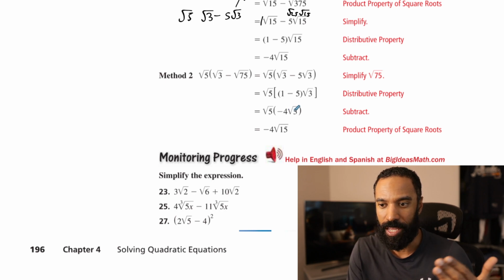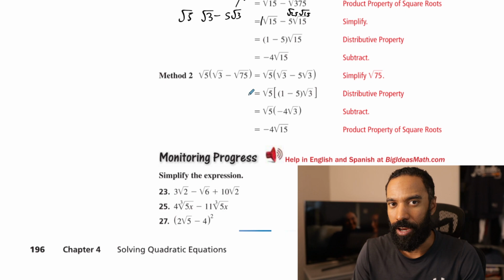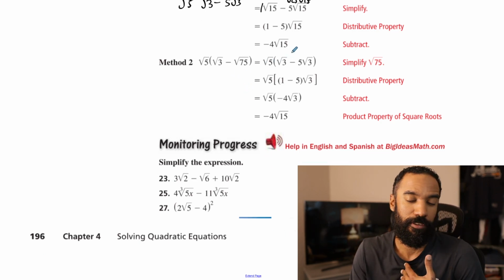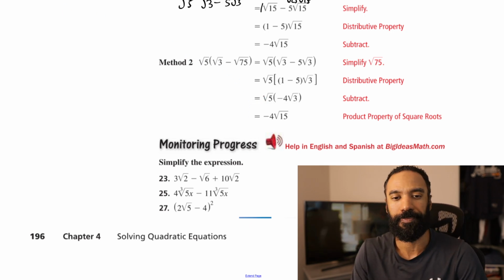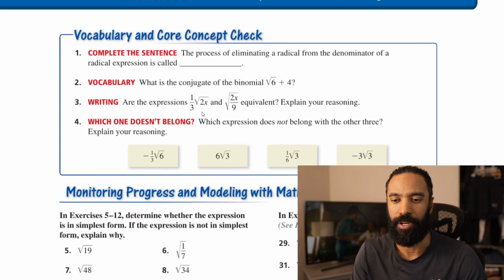But now root 5 times negative 4 root 3 itself is negative 4 root 15. You still get the same answer. So simplify early, simplify later. It's up to you how big you want the numbers to get. I like to make them smaller first, personally. You just got to remember to simplify a second time if we have to. Okay, now we move on to the problem set, which is fantastic because that was a pretty long lecture here.